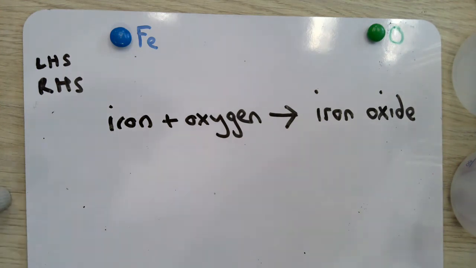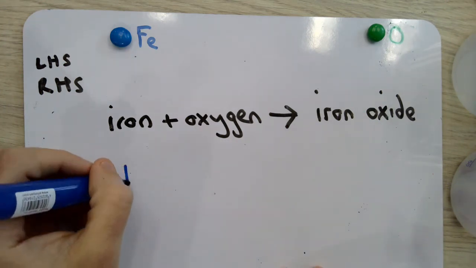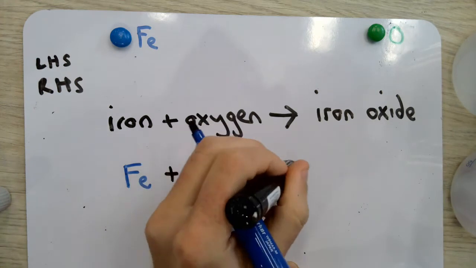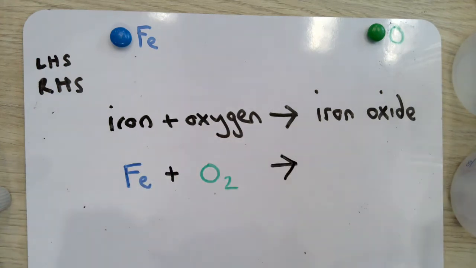Okay, let's look at this in symbol form, only two colors this time. We've got Fe, that's the symbol for iron, plus O, and then we need to remember that oxygen is diatomic, and so therefore it exists with two. And then it becomes iron oxide.